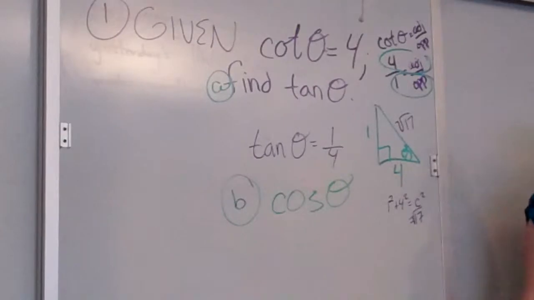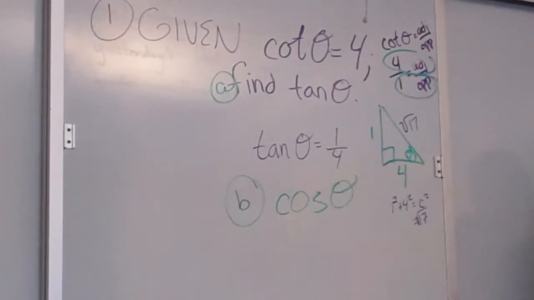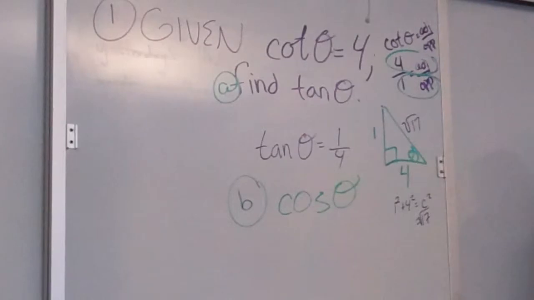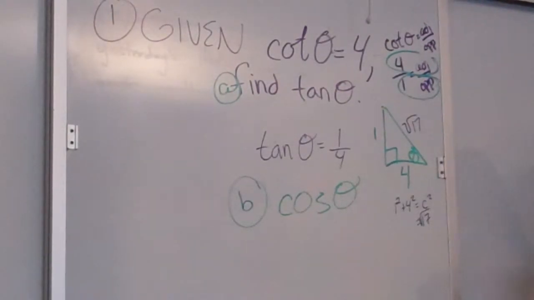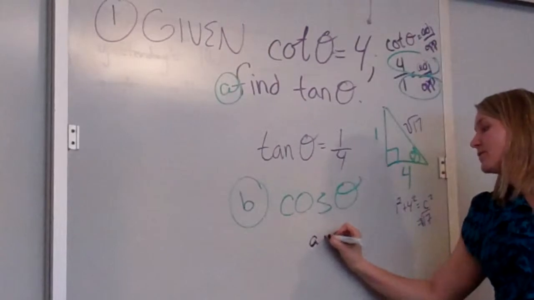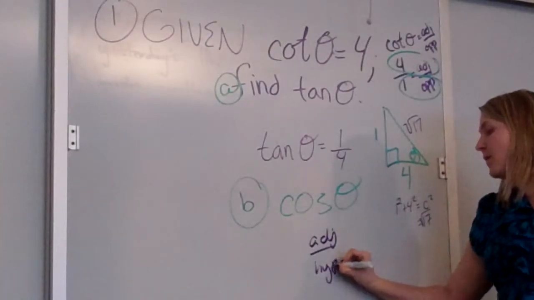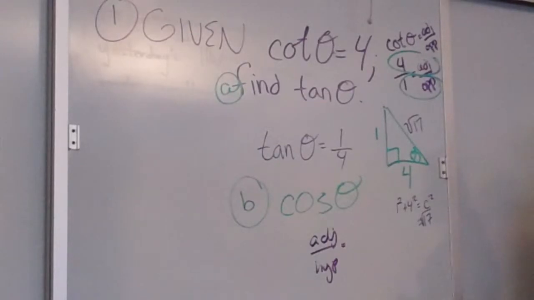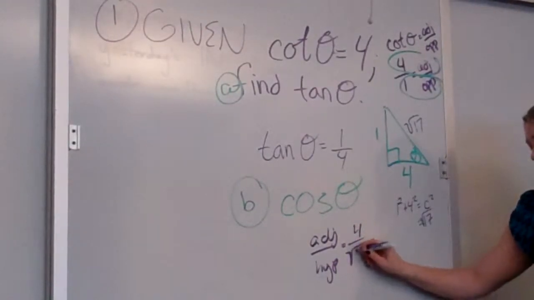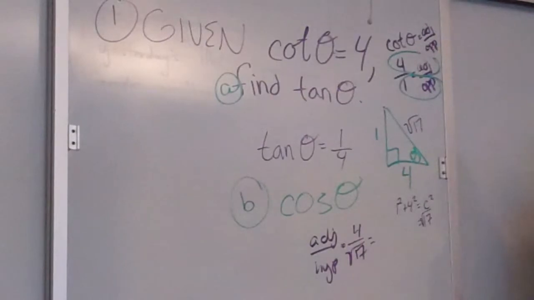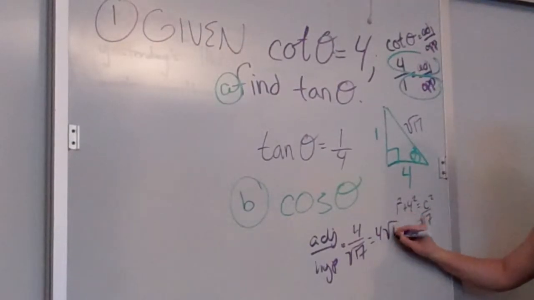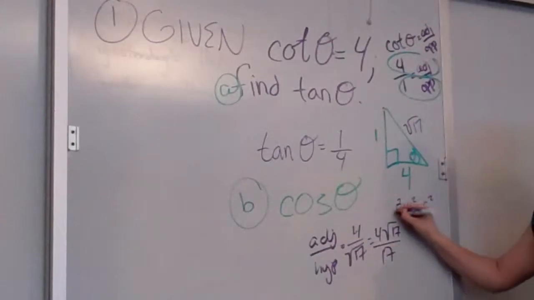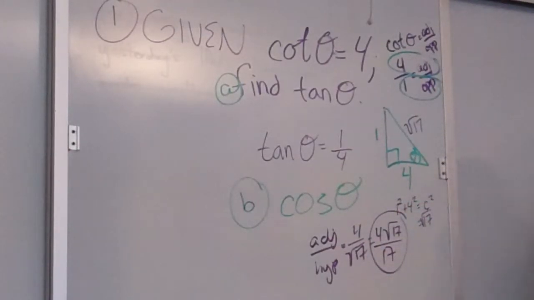So now I go to cosine. What is cosine? What over what? Adjacent over hypotenuse. So adjacent over hypotenuse would be 4 over square root of 17, which is 4 square root of 17 over 17. Oh, I got it right. Now, if I needed to, I could find the other 3 remaining: sine, cosecant, and secant.